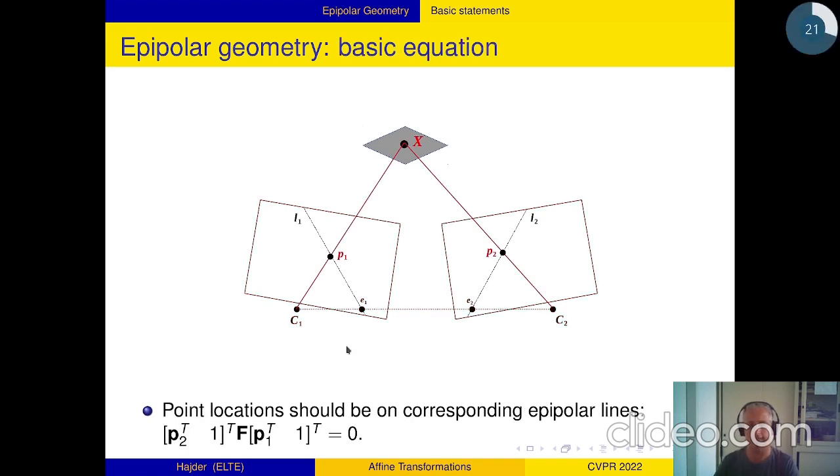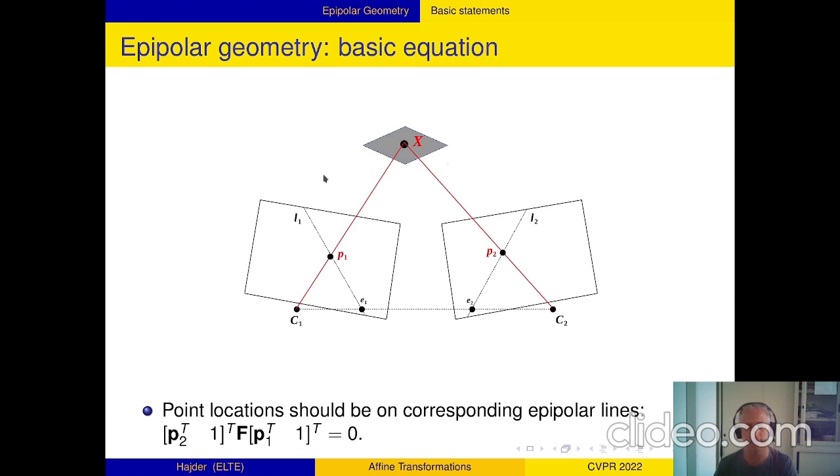And the final task in order to retrieve the spatial location for the point X is the triangulation. So if we consider both point locations P1 and P2, these locations determine two rays in the space, projecting rays, and the intersection of these rays gives the spatial location.